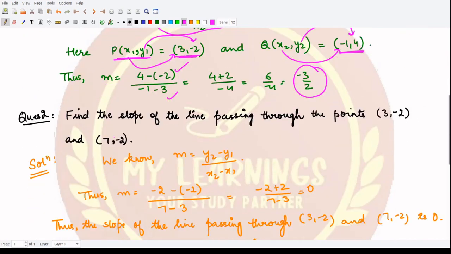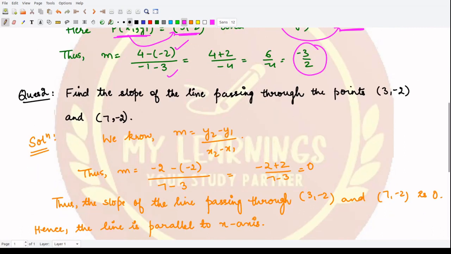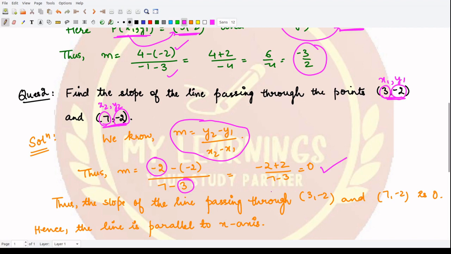For the next question, we have the line passing through these 2 points, (3, minus 2) and (7, minus 2). Again, we'll be making use of this formula. Here the value of y2 is minus 2. Make sure that this is your x2, y2 and this is your x1, y1. Do not confuse between these two values. So y2 is minus 2, minus the value of y1, which is minus 2, divided by the value of x2, which is 7, minus the value of x1, which is 3. When you solve them, you get the value as 0. So the slope of the line which passes through these 2 points is 0.